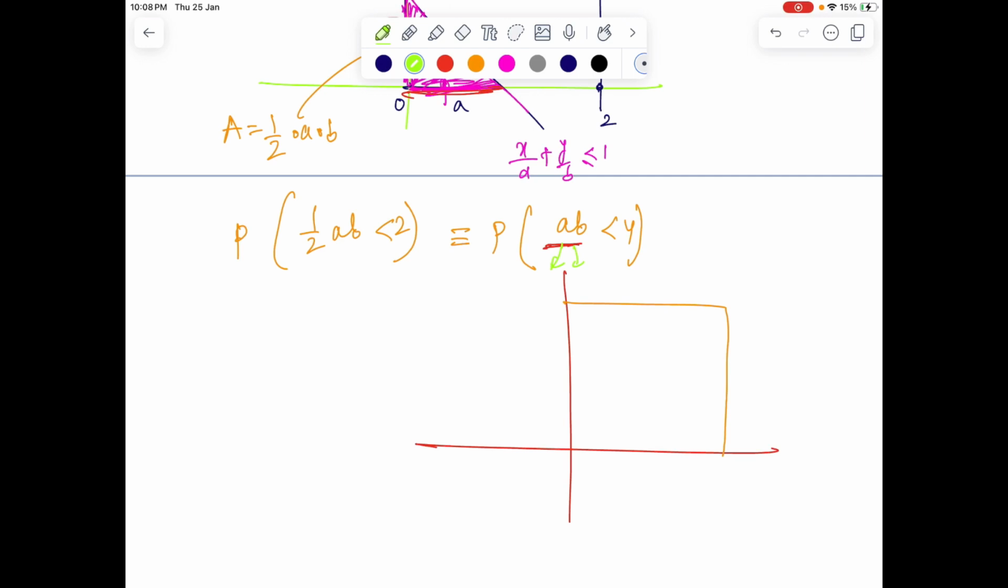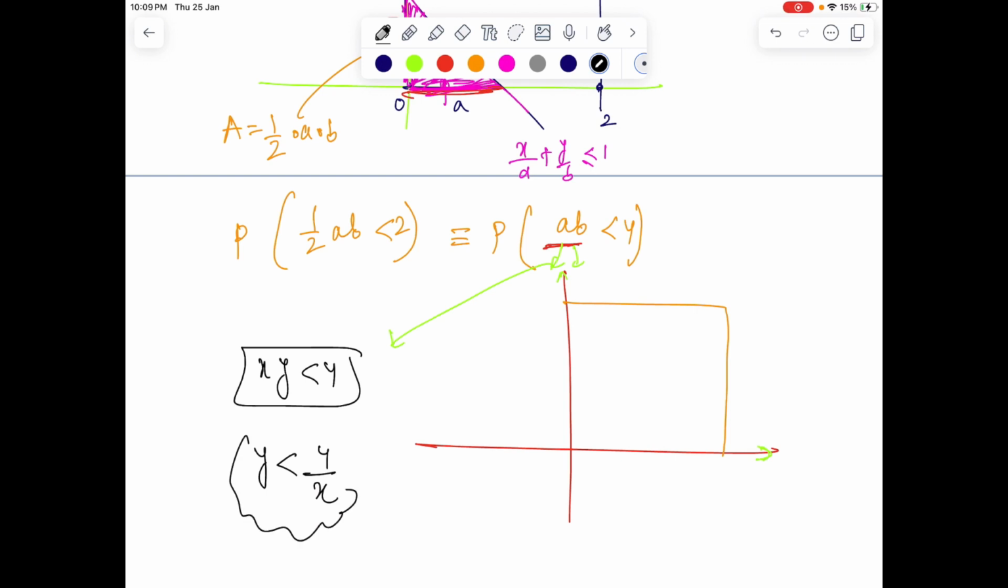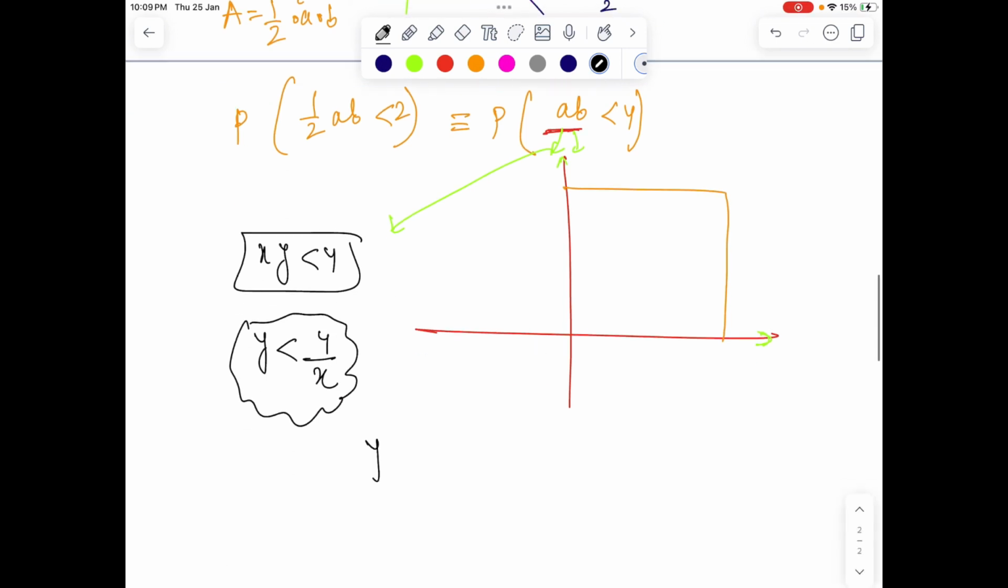Clearly a and b are non-negative. Since a is selected along the x-axis and b along the y-axis, we can think of xy less than 4. Now what is xy less than or equal to 4? It's a region formed by a rectangular hyperbola. So let's first graph y equals 4 by x.